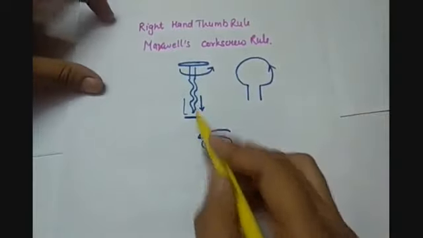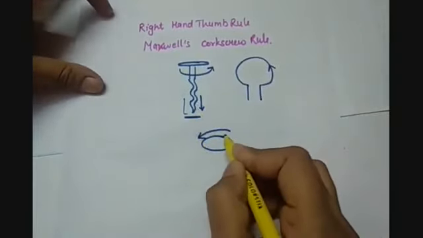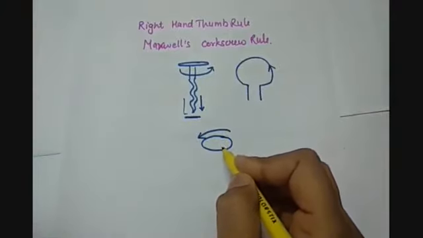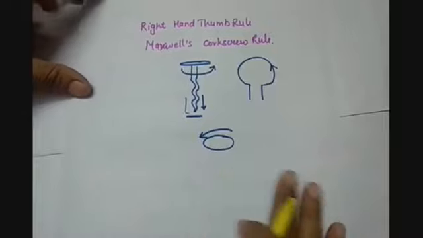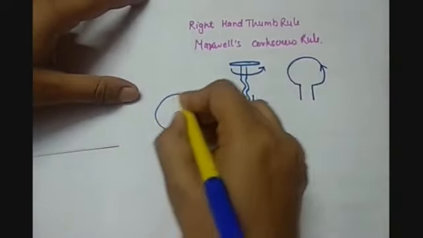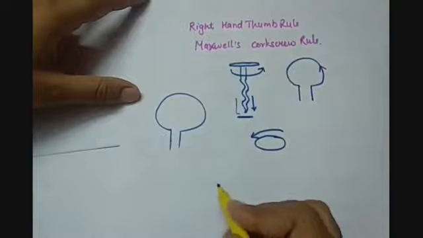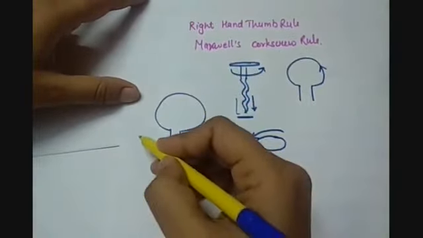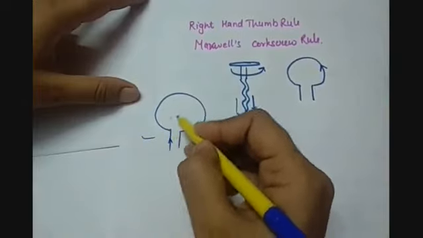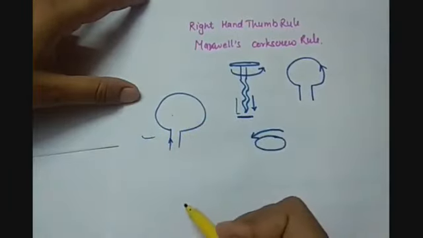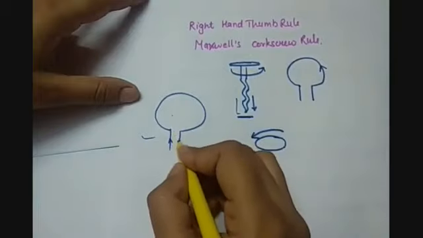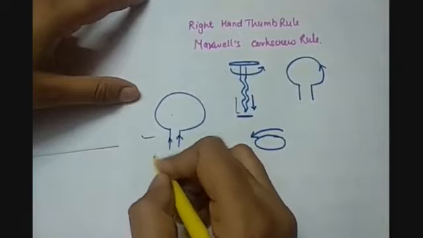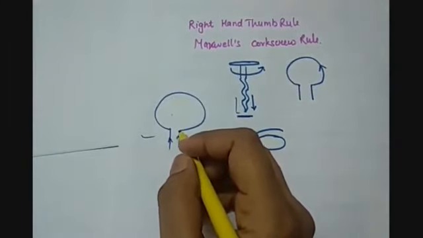So that means when the current is flowing in this direction, then the magnetic field lines will go inside the circular loop, as we are having here, that when the current was flowing in this direction, the magnetic field lines were going here. And suppose the current is flowing in the opposite direction, then what will happen? The magnetic field lines will change their direction.